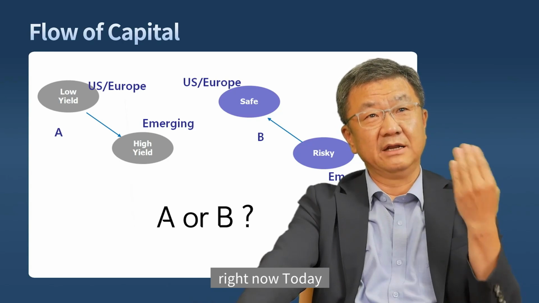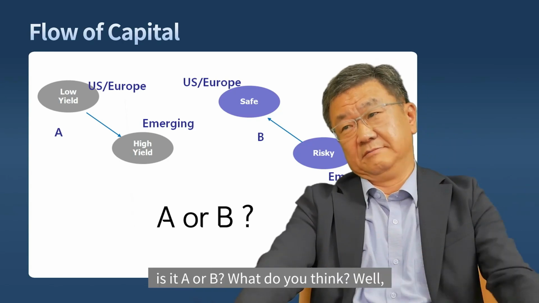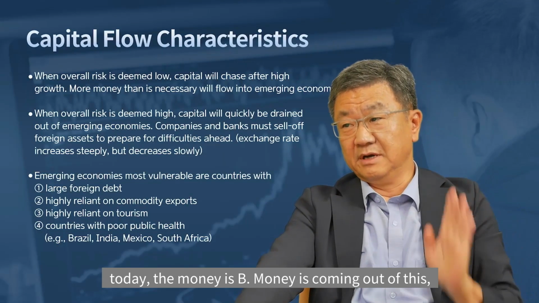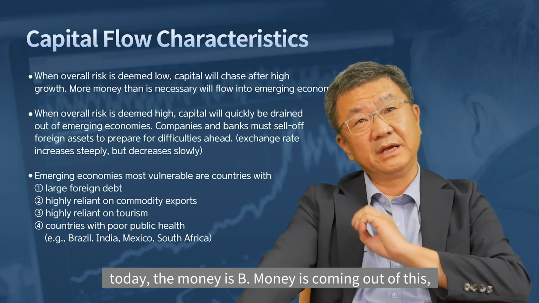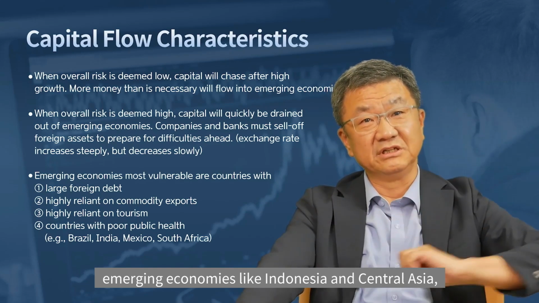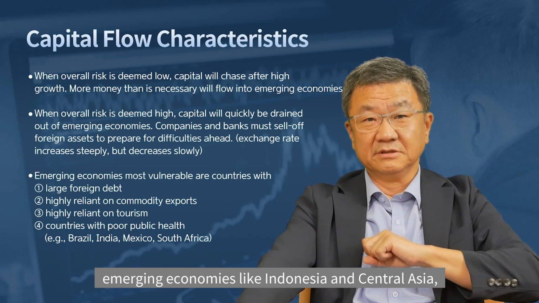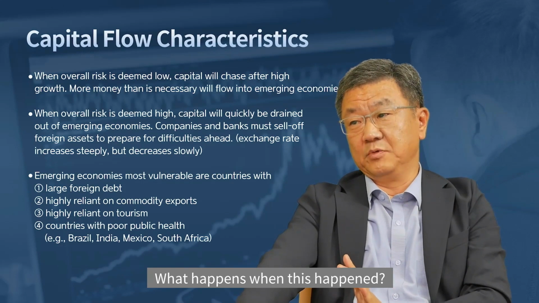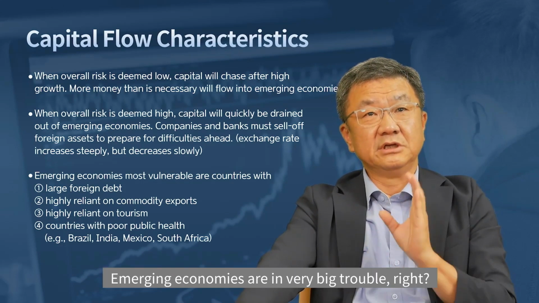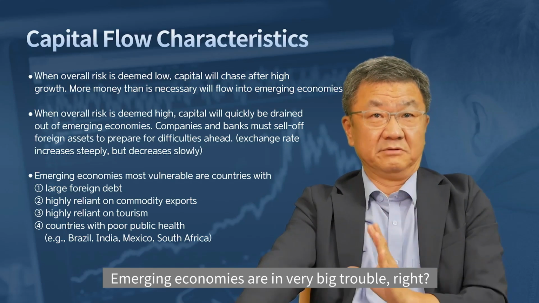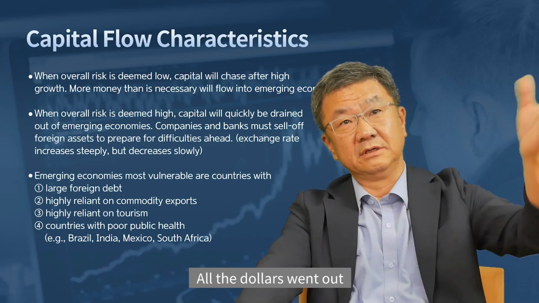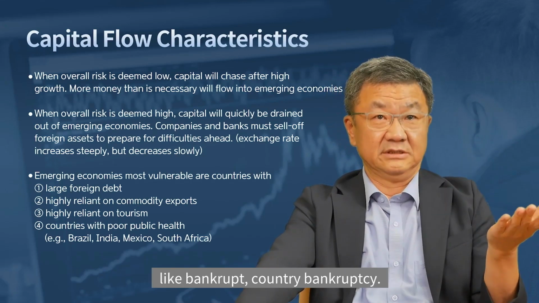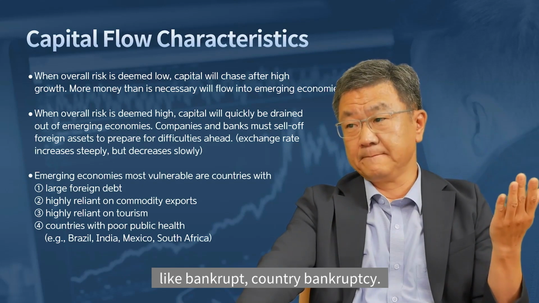For example, right now today, is it A or B? What do you think? Well, today, the money is B. Money is coming out of, let's say, emerging economies like Indonesia, Central Asia, and going to Europe and the United States. What happens when this occurs? These emerging economies are in very, very big trouble, right?